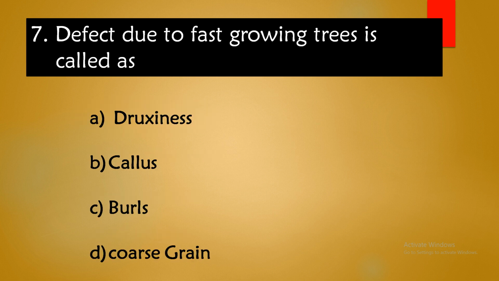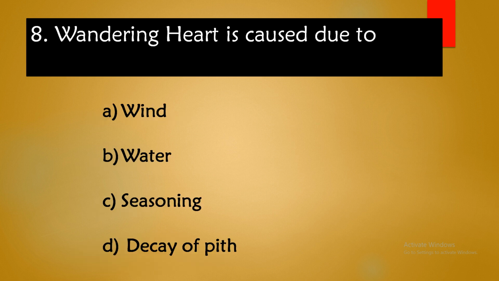The defect due to fast growing trees is called as: foxiness, callus, burls, coarse grain. The defect due to fast growing trees is called as coarse grain. Wandering heart is caused due to: wind, water, seasoning, decay of pith. Wandering heart is caused due to the wind.